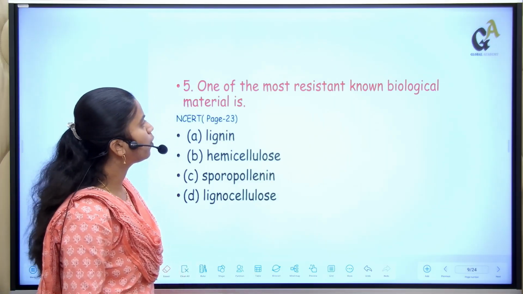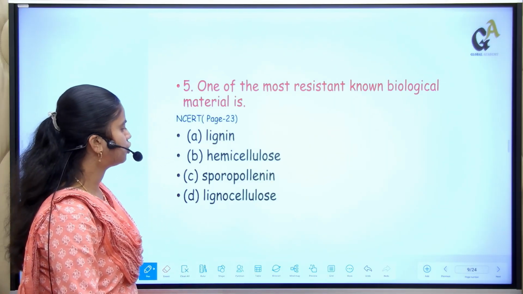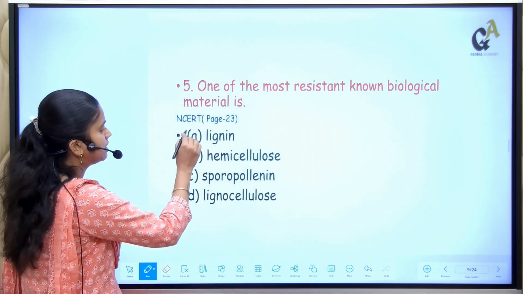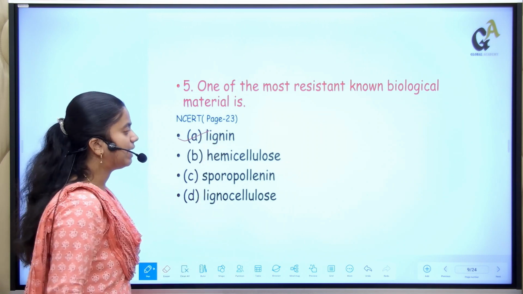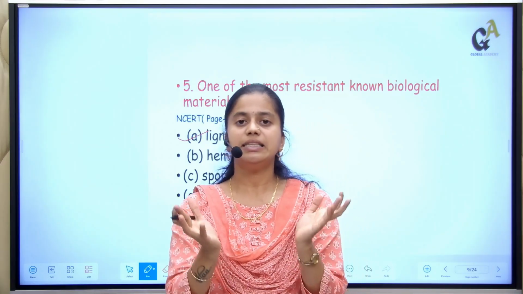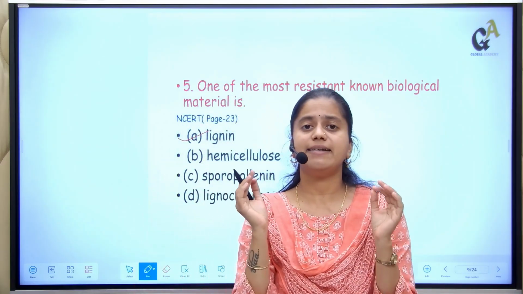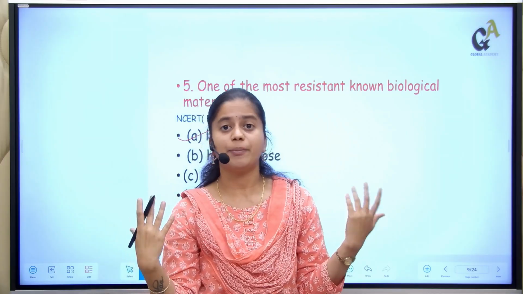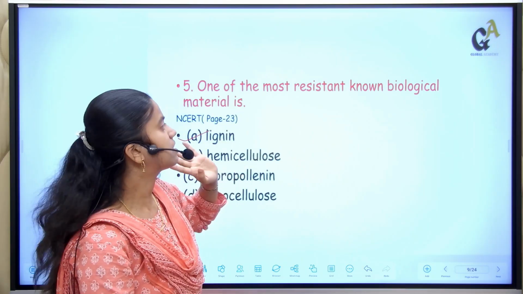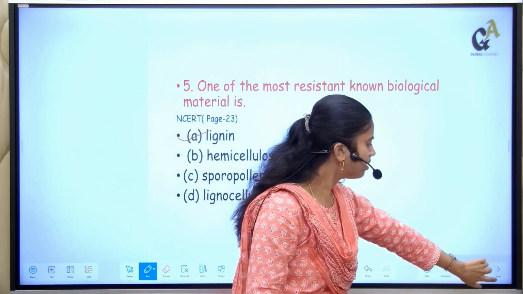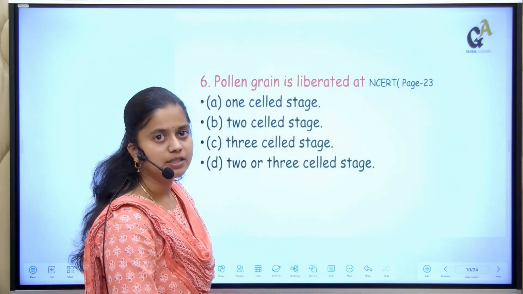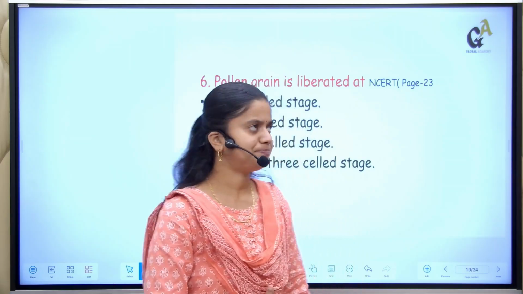Next, one of the most resistant known biological material is, which is the most resistant biological material? Lignin. The lignin is the most resistant, a very hard material that is surrounding, so it can resist the hot condition, hot climatic condition, unfavorable environment. So one of the most resistant known biological material will be lignin.